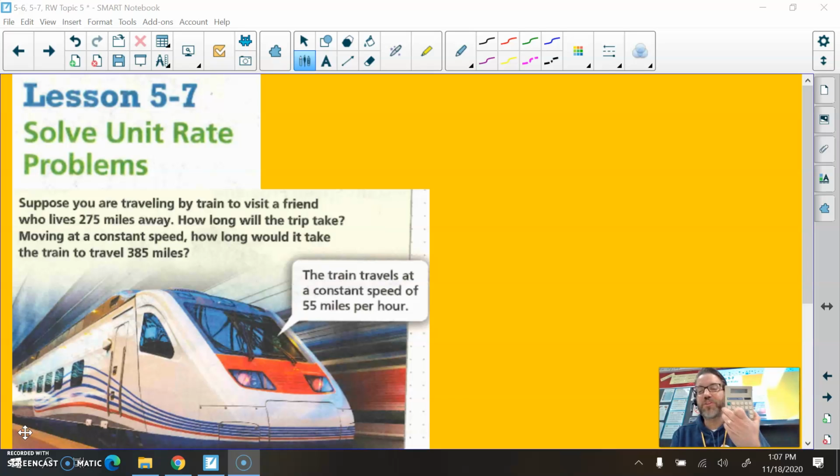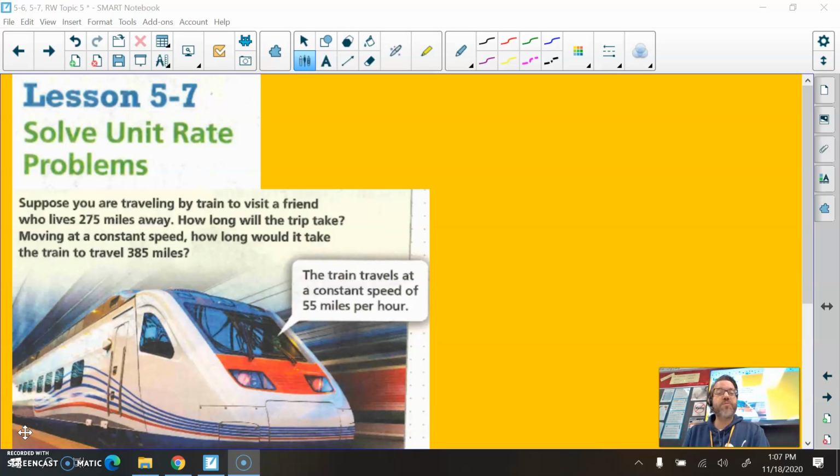I have my calculator with me today because I'm probably not going to be able to do all of these problems mentally. In fact, I know I won't be able to do them all in my head. So I have my calculator here ready to go, and hopefully you have one as well that you can use when solving these unit rate problems.